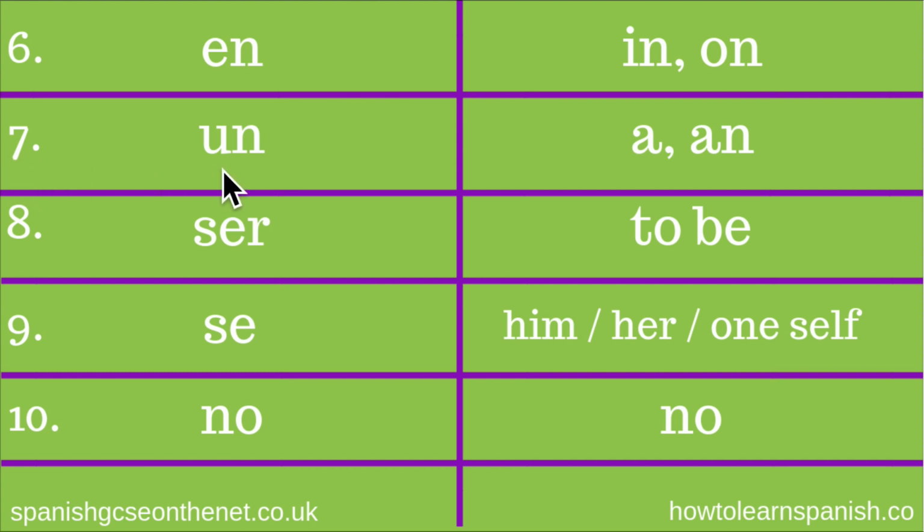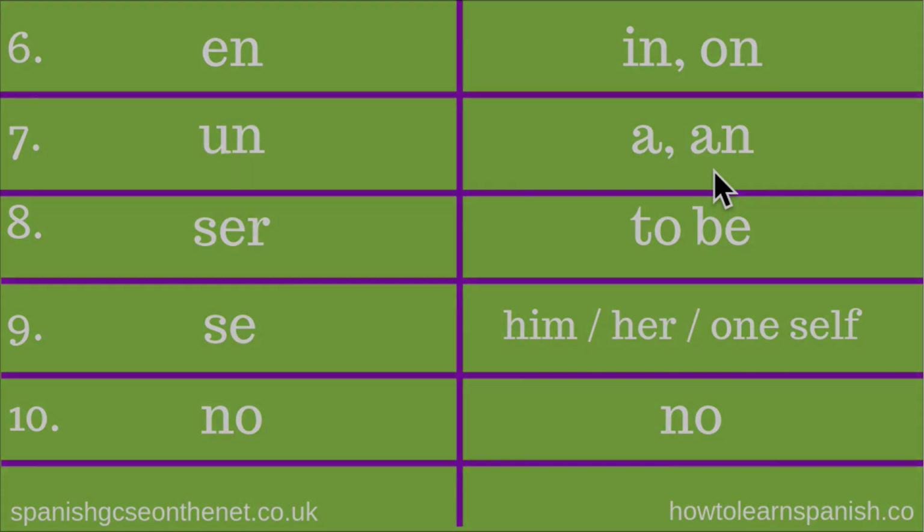Número 7. Un. Un. Repeat it after me. Un. And that means a or an. And sometimes it can mean one as well.